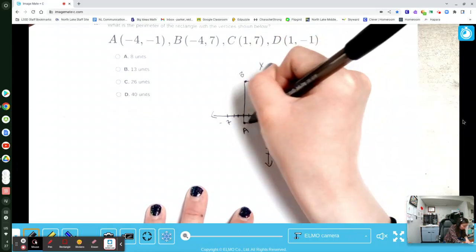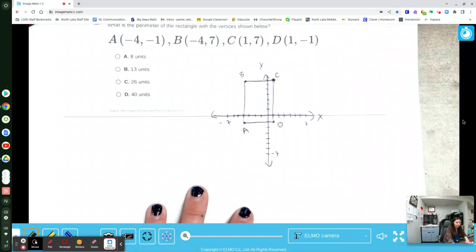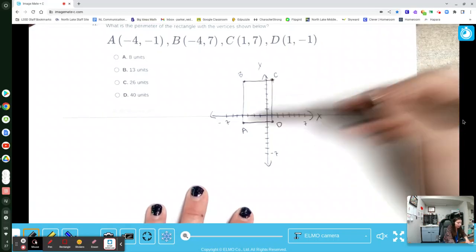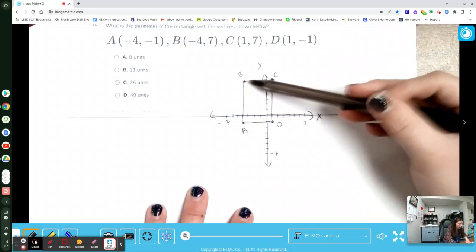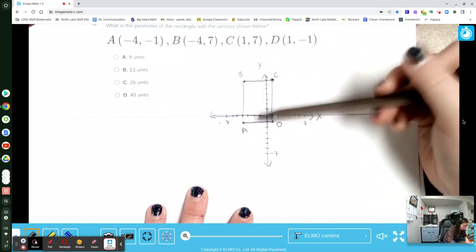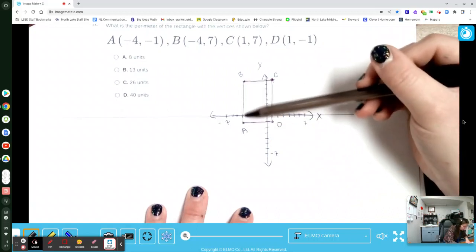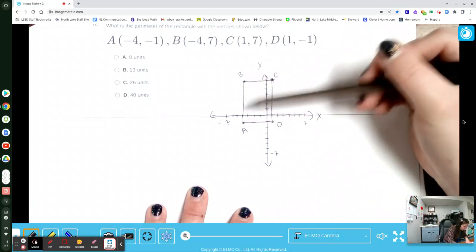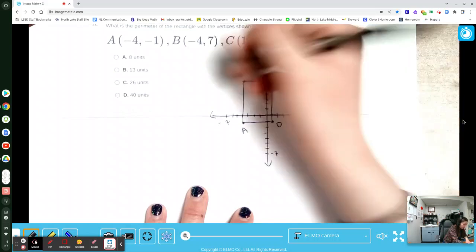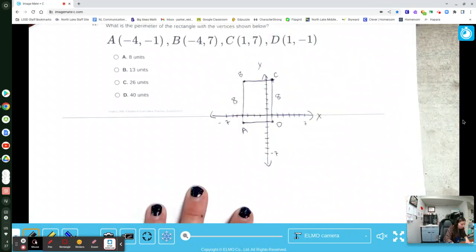Now I want the perimeter. The perimeter is the distance around the outside. It's adding up all the different side lengths together. So let's count each side length. So this one, there's a distance of 1 here, and then that one was 7 up. So 1 and 7 more, that's going to be 8. And the other side's the same.